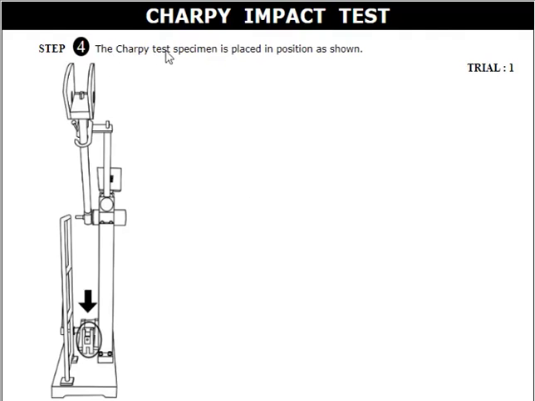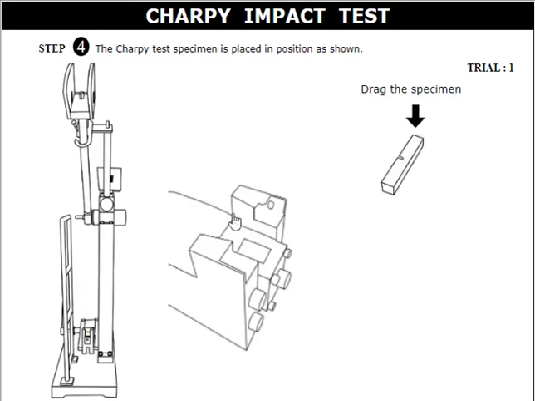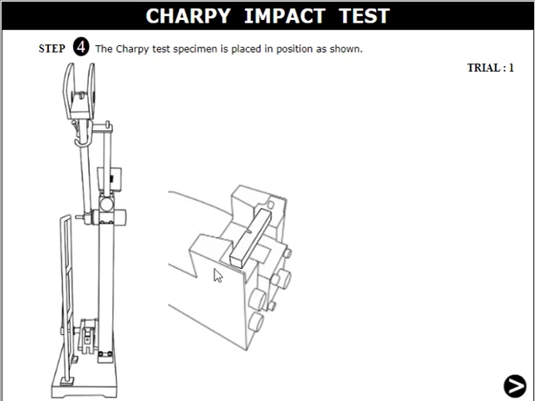Next, the Charpy test specimen is placed in the position as shown in the figure. In step number 4 we have to keep our sample on the anvil, so that it is like a simply supported beam arrangement. We can keep the sample on the work table. This is the anvil, and on the anvil we are keeping the sample. The notch side will be opposite to the striker.